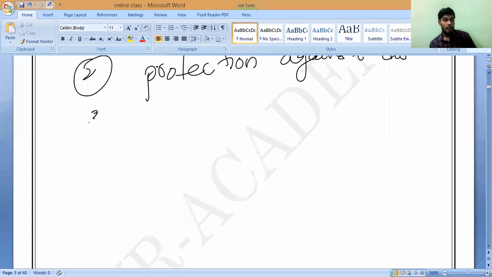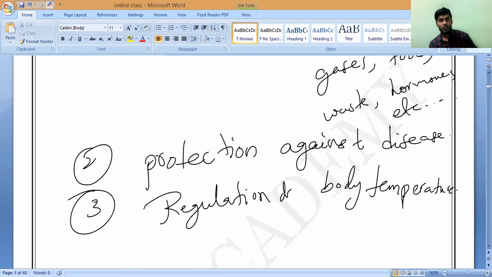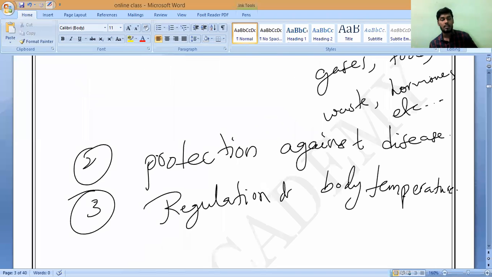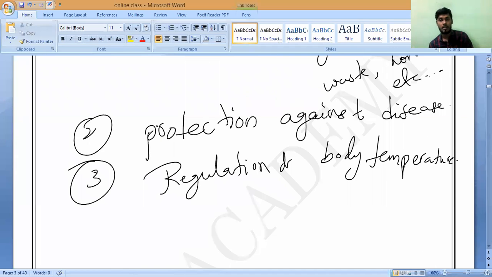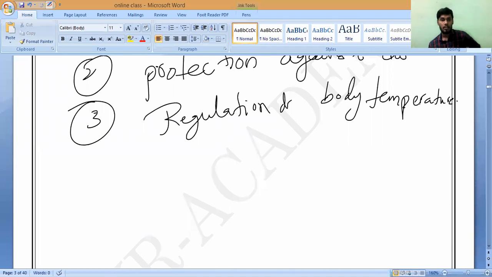So these are the main functions. Regulation of body temperature. Do you understand, all of you? So these are the three main functions of blood. One is transport of substances, protection against disease, and regulation of body temperature. So please all of you note it down.